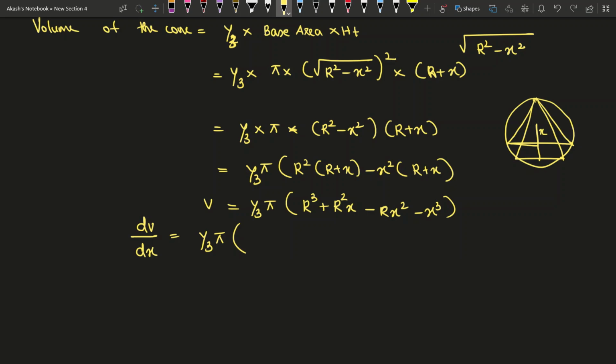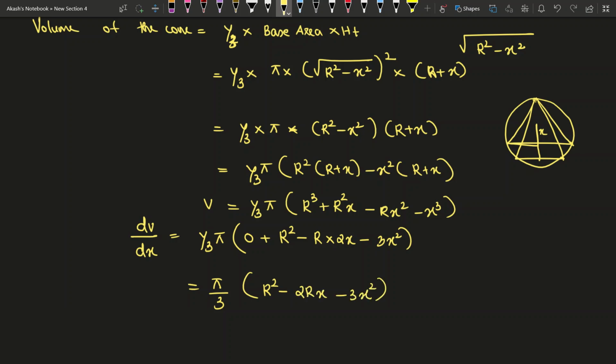That is why the derivative of r³ will be equal to 0, plus the derivative of r²x, where r² is the constant and dx/dx equals 1, so you will get r². Minus r times the derivative of x², which is 2x, minus the derivative of x³, which is 3x². So you will get π/3 into (r² − 2rx − 3x²).